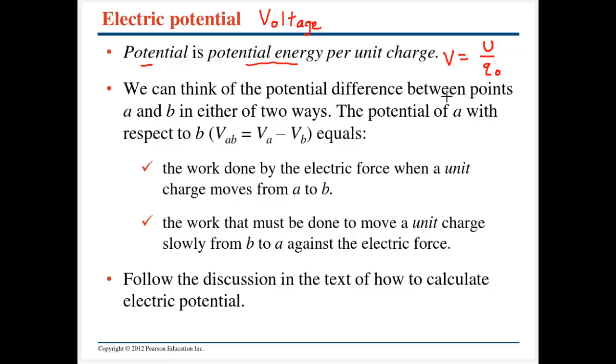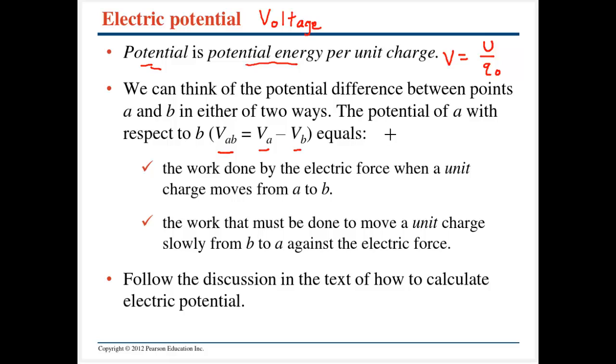Essentially what we're doing is taking the test charge out of the potential energy. Much like we took the test charge out of the force to get the electric field, we do the same thing to talk about potential or voltage. Very frequently we talk about the potential difference between 2 points. So we might say the voltage potential difference between A and B, with a subscript AB, is the voltage at A minus the voltage at B.